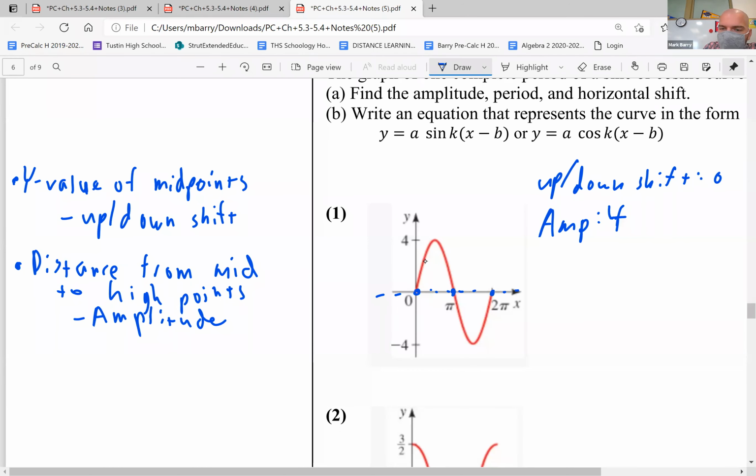Okay, next up, I would find the period. So the period is the horizontal distance from start to finish. So I'd say the period here is 2 pi. Start at 0, we end at 2 pi.